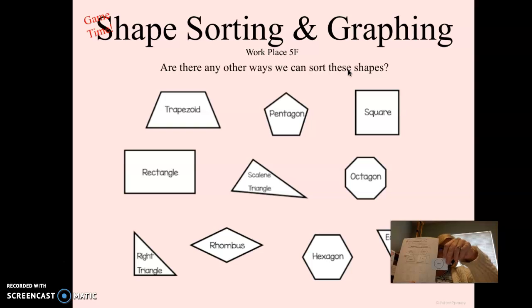A circle has no sides, so it doesn't even make the cut. Pentagon has equal sides. A rectangle has unequal sides. A rhombus has equal sides. A right triangle has unequal sides.